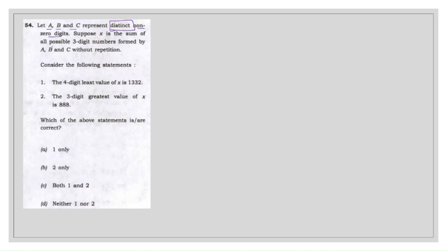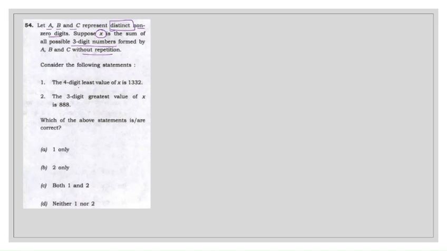Suppose x is the sum of all possible 3-digit numbers. So if we make all the possible 3-digit numbers from these 3 digits formed by A, B and C without repetition, and if we add these, then we are supposing that x is the sum of all these possible 3-digit numbers. Now they have asked us to consider two such statements.